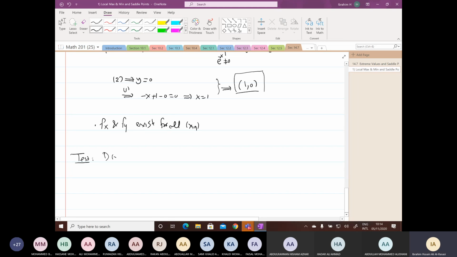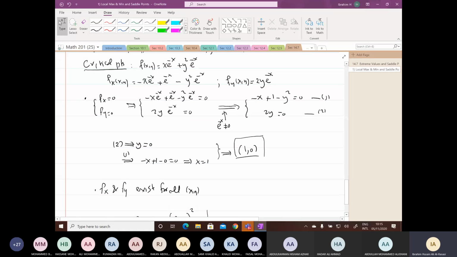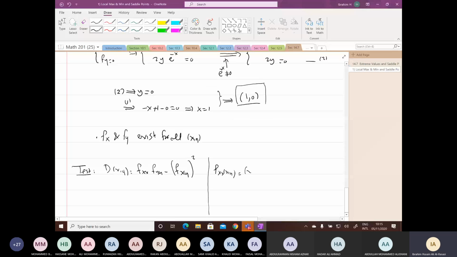You have D at (x,y) equals f sub xx times f sub yy minus f sub xy squared. You compute f sub xx and f sub yy. For example, f sub xx at (x,y): differentiate again with respect to x. When you differentiate and simplify, you get (x minus 2y, x minus 2 plus y squared) e to the minus x.